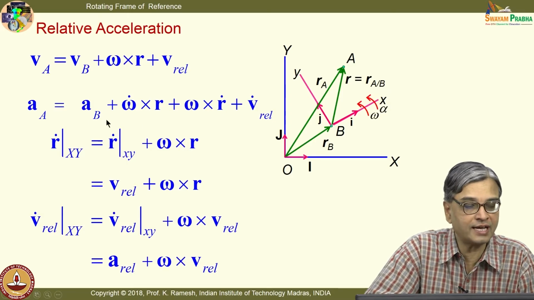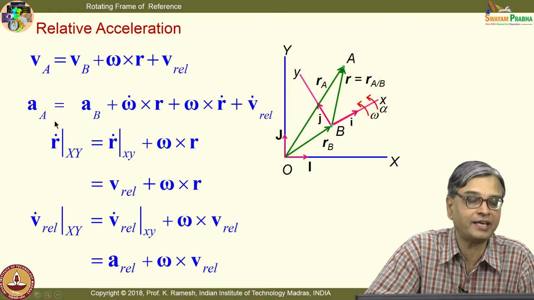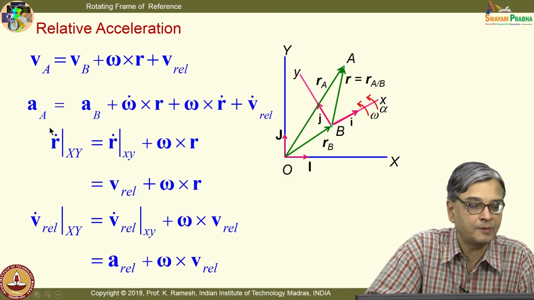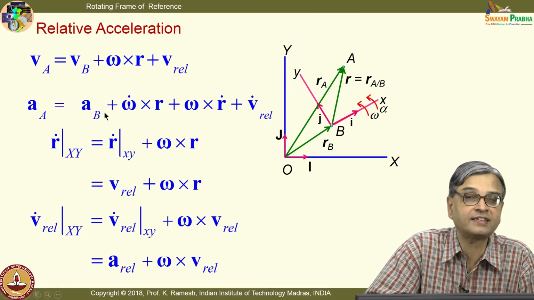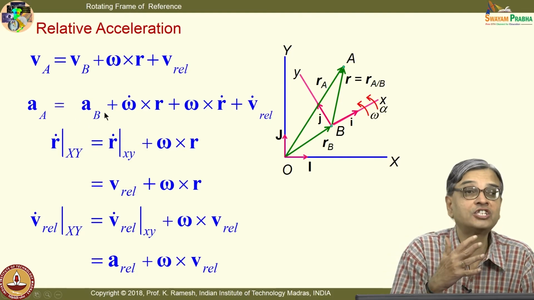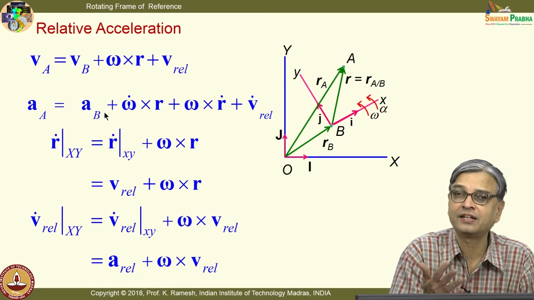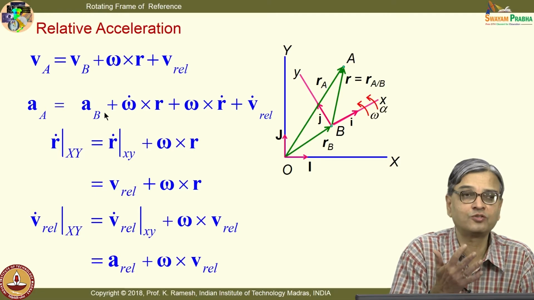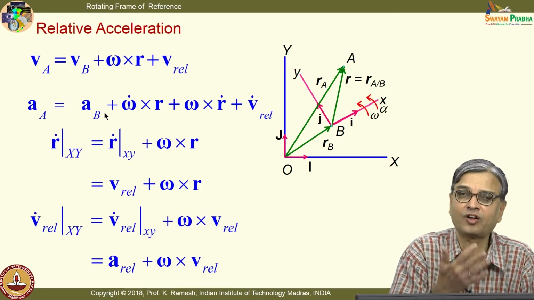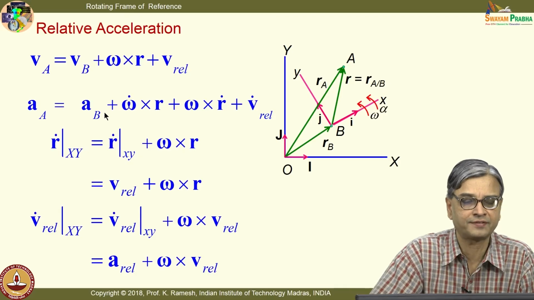Now, what I am going to do is, I am going to substitute the terms in this expression and get the final expression for the particle or the point A. So, this is the absolute acceleration of point A, this is the absolute acceleration of point B, which is nothing but the origin of the coordinate axis, which is rotating with the frame of reference. You are using that as attached to a rigid body or attached to any other particle also. Okay.